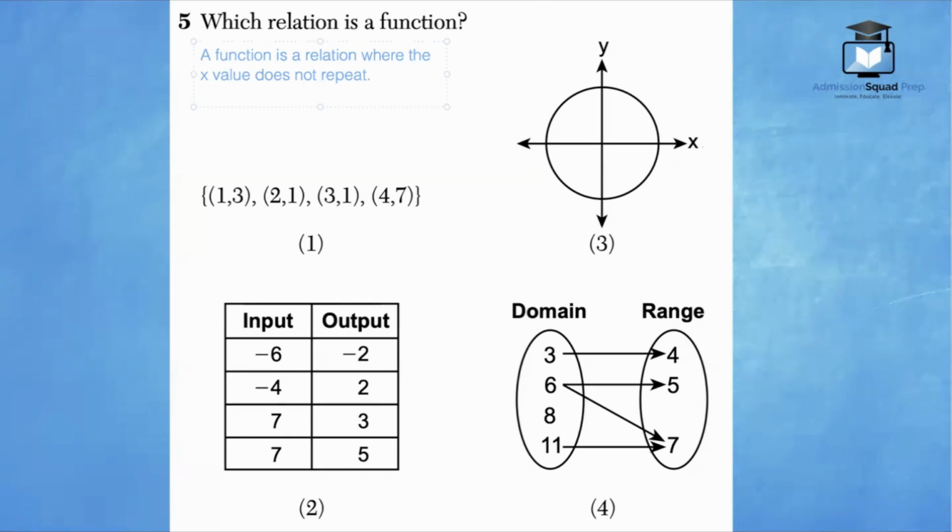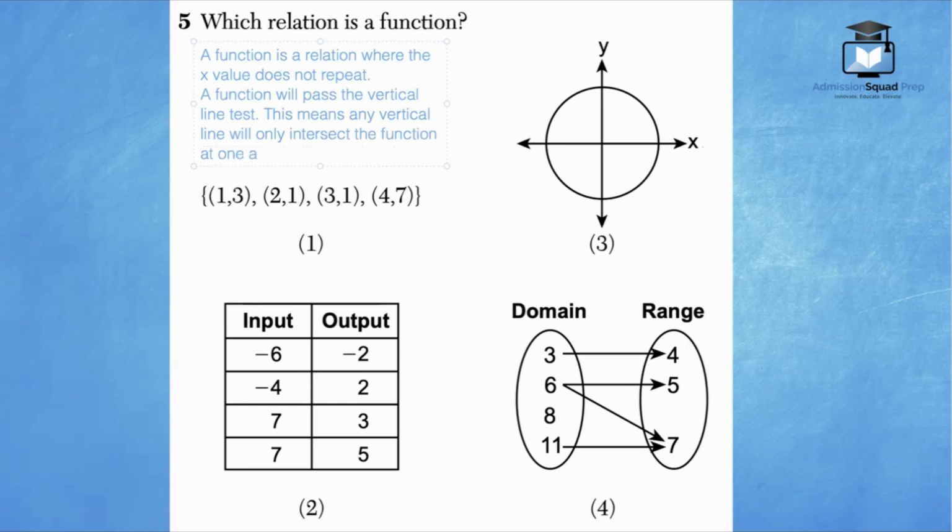You can also use the vertical line test. So a function will pass the vertical line test. This means any vertical line will only intersect the function at one and only one point. Guys, make sure you are writing down these notes. These notes are going to help you because these questions show up on just about every Regents. So when you have these notes written down, you can go back to it, you can review it, and you can make sure that you are in the best position possible to get a score of 90 and above on this Regents.